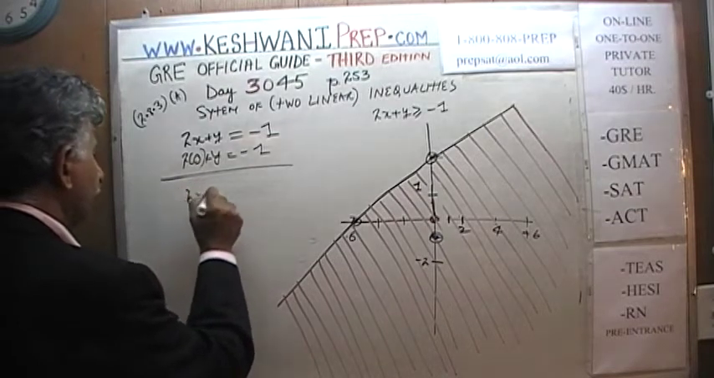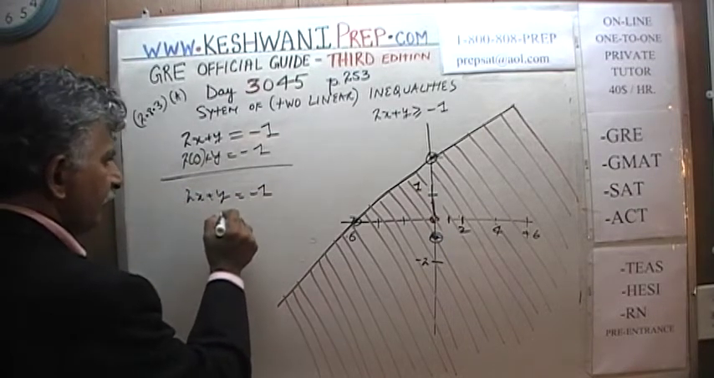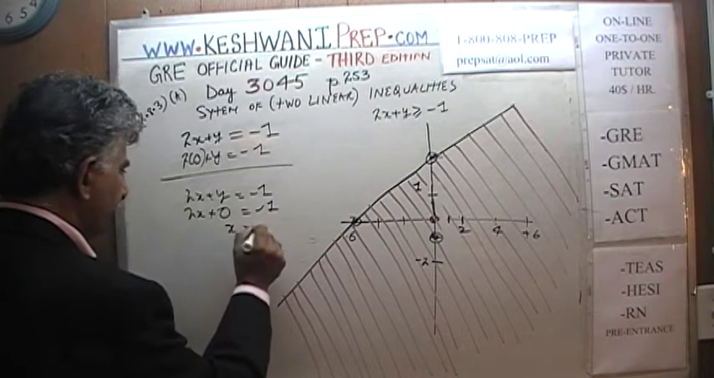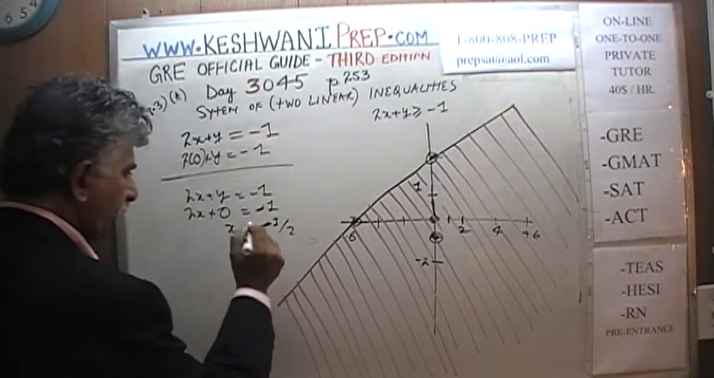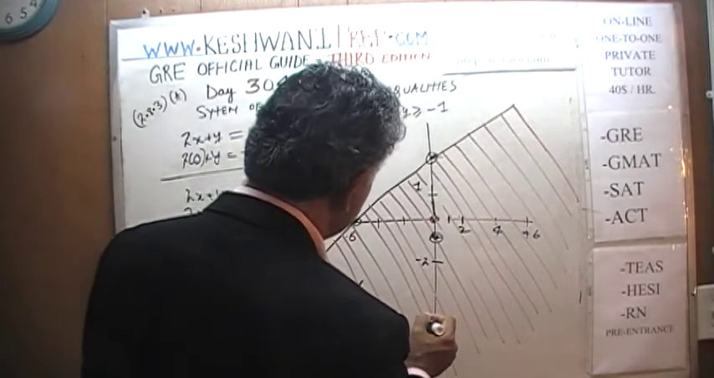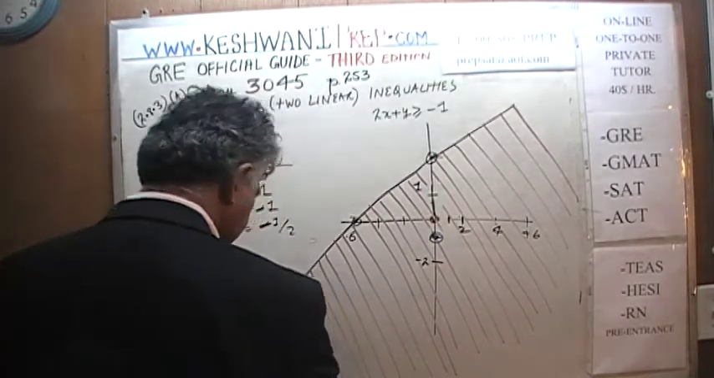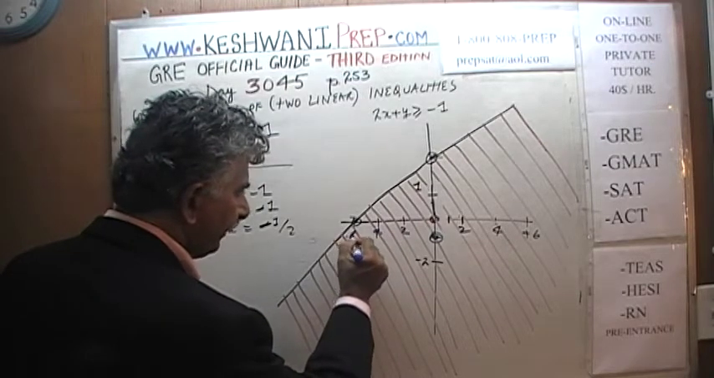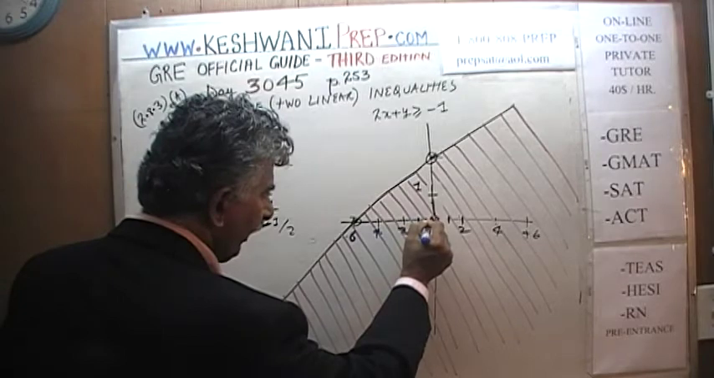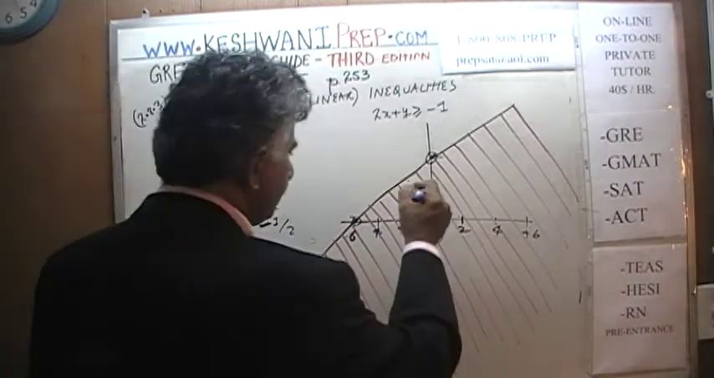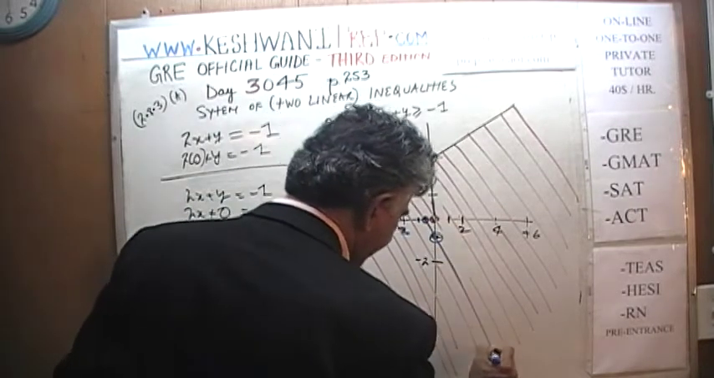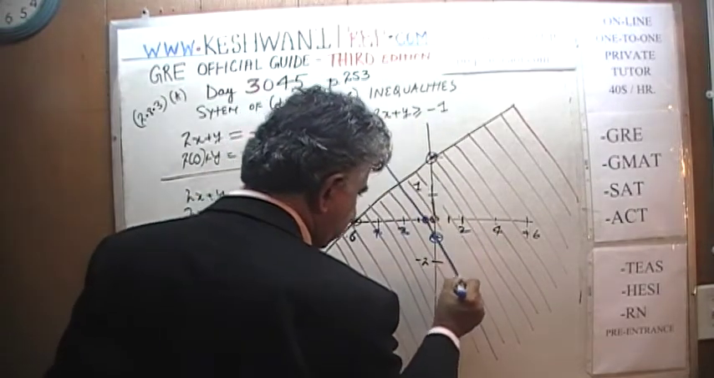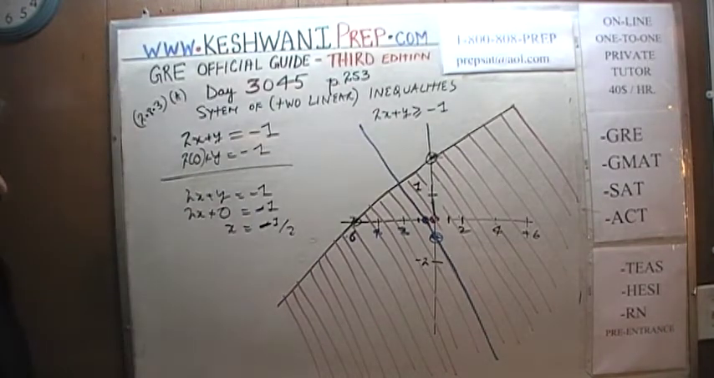So 2x plus y, we are told, is equal to negative 1. When y is equal to 0, 2x is equal to negative 1, which means x is going to be negative half. Again, pay attention here. This is your 2, this is your 4, that's how we got a 6 here. If this is 2, the 1 is going to be here, we need negative half, it's going to be somewhere here. So we join these two points. Okay, it's not a big deal. We made a mistake, we took care of it.